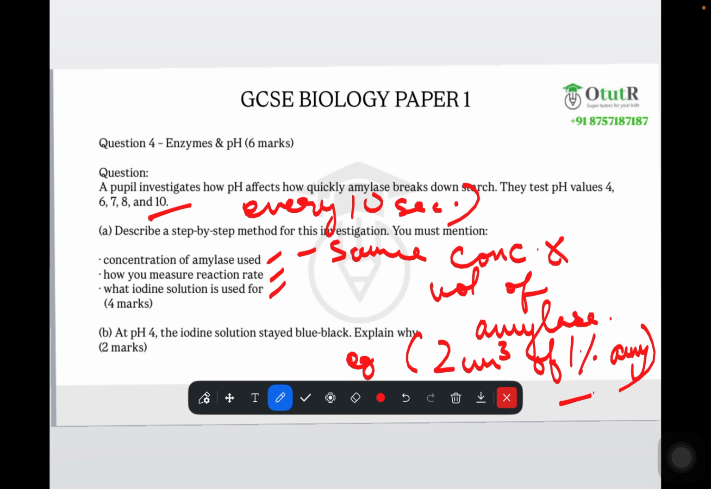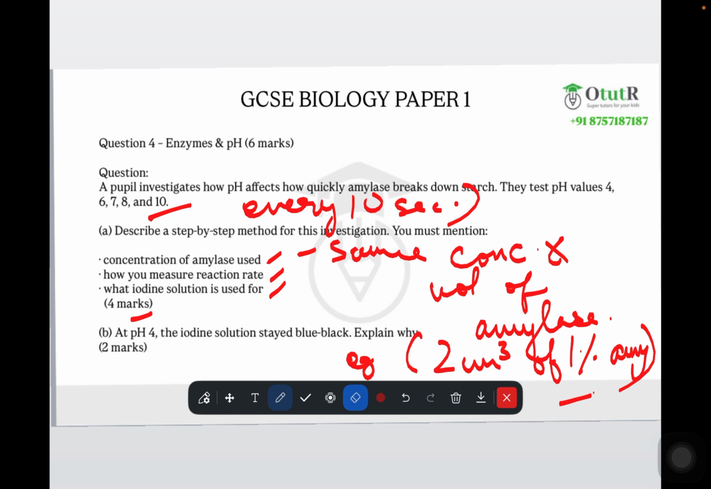At regular intervals, let's say every 10 seconds, we remove a drop of mixture and add it to a drop of iodine solution on a spotting tile. Then we measure the time taken for iodine to stop turning blue-black. That is when the starch is fully broken down. And we'll repeat at each pH for reliability. Now this is a complete 4 marks answer, and it is logical also with a complete method.